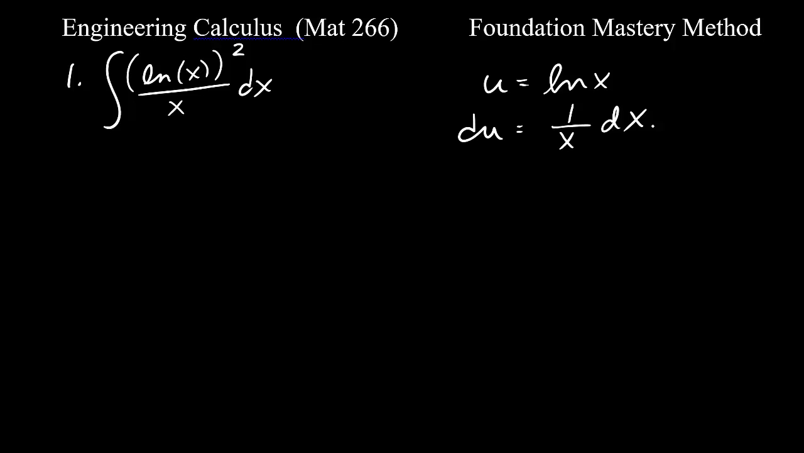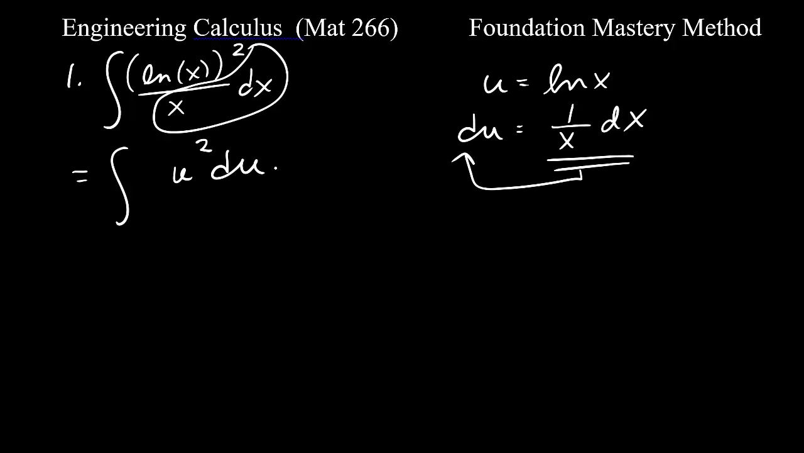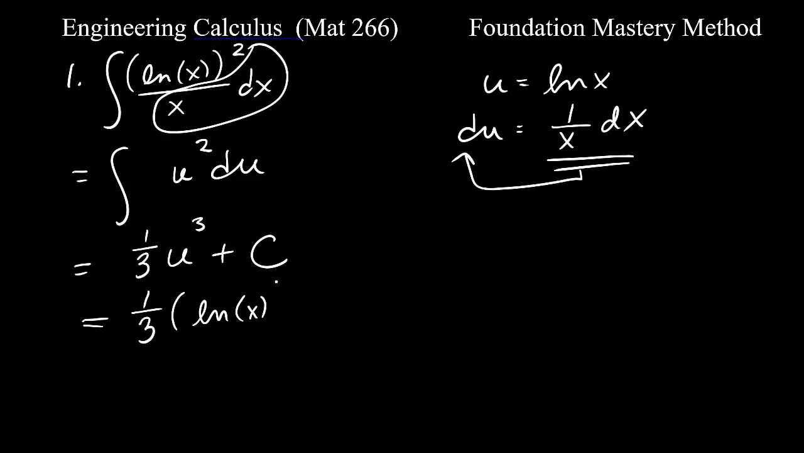So if we make the substitution, we will have the integral of u squared, and what's remaining is a 1 over x dx, which is actually identically equal to du. So this problem becomes the integral of u squared du, which is u to the third power times 1/3 plus our constant of integration. Finally, doing a back substitution, instead of u, we write ln of x, and we want to make sure we have the entire (ln x) cubed, plus our constant of integration.